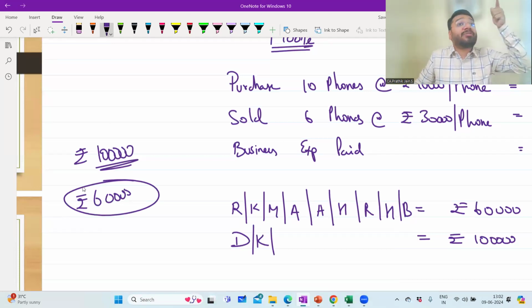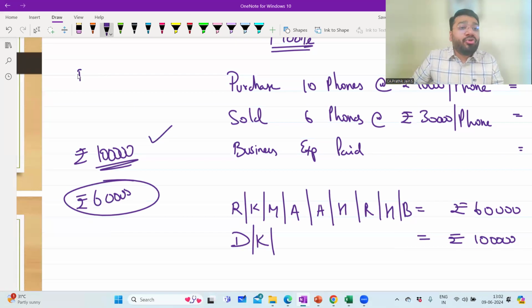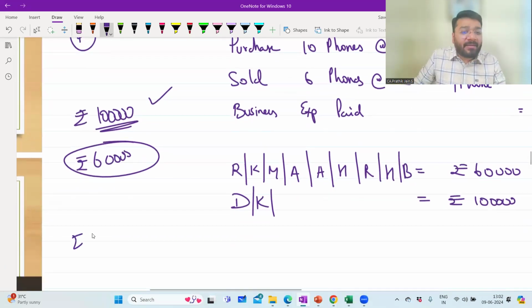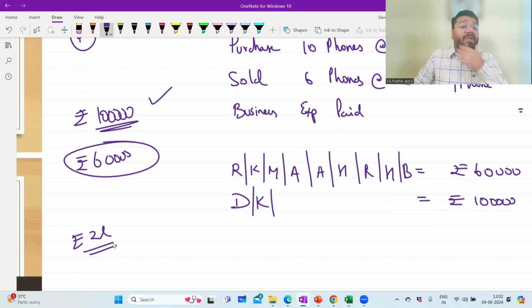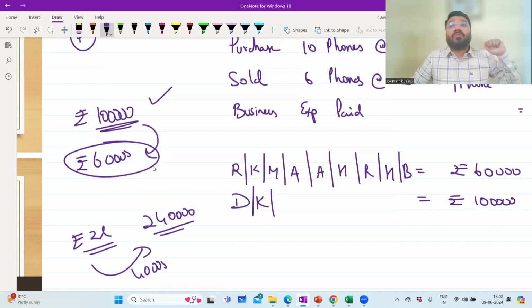So now you'll sit and introspect. We kept a target of 1 lakh rupees profit, but only 60,000 is earned. So where did we go wrong? Two possibilities. Either you overspent the money than what you thought. You budgeted one amount of expenditure. Let's suppose you wanted to spend 2 lakh rupees as expenditure, but you ended up spending how much? 2 lakh 40,000 rupees. So 40,000 rupees extra money you spent. That is why there's a 40,000 fall in the profit. Correct?